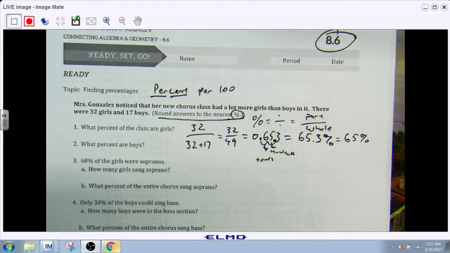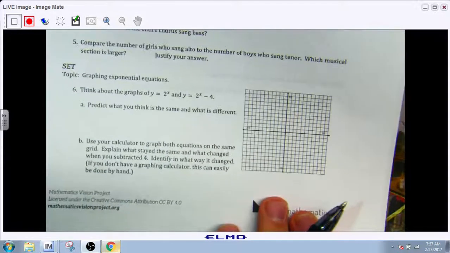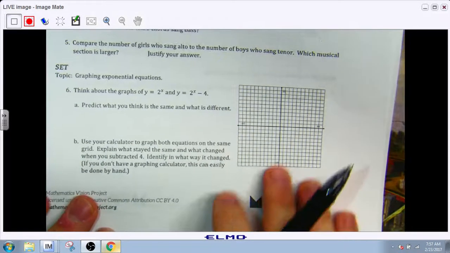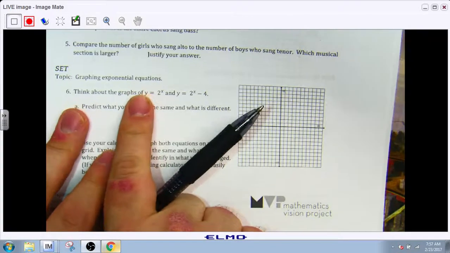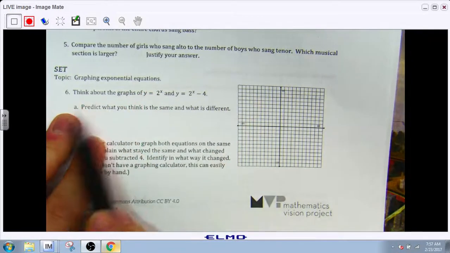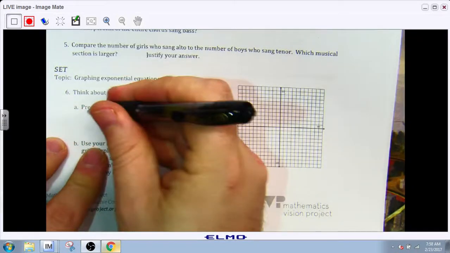Let's move on. Let's go to the next section, the set piece. This is kind of like a throwback, where we're talking about graphing exponential equations. So what we're going to start with is thinking about the graphs y equals 2^x and y equals 2^x minus 4, and it wants us to make a prediction.